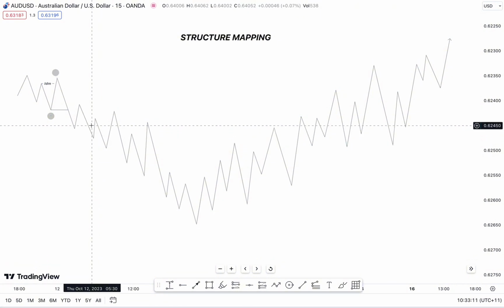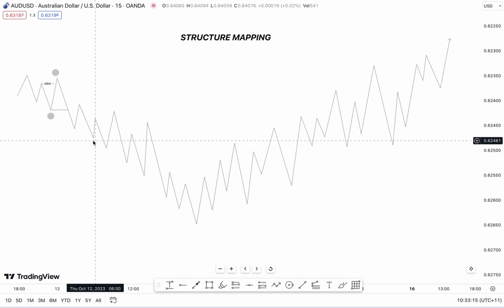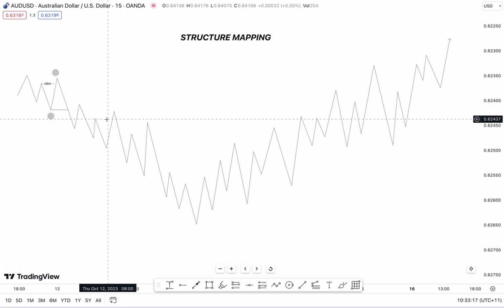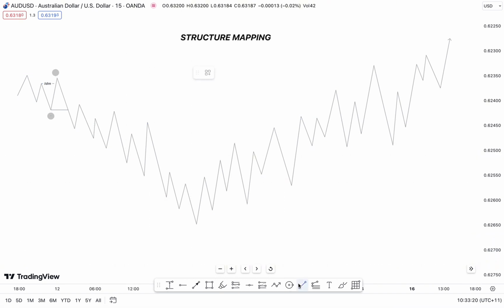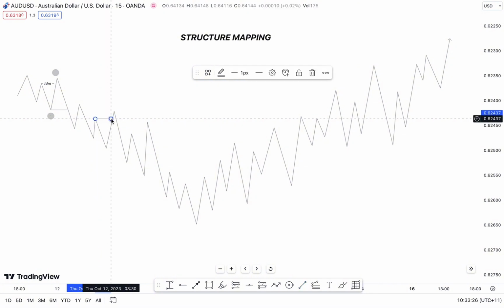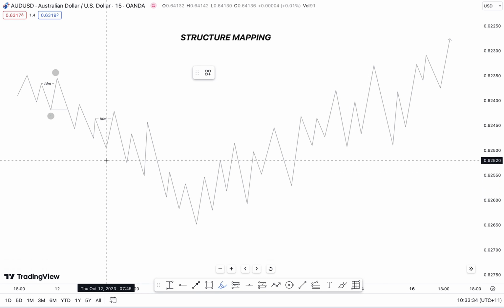we have this second one. So from this move now, where's the first pullback before the break of structure? We have this pullback here. So let's mark it out. This pullback is also known as IDM or inducement. Once we've taken out inducement, what's the next thing to do? Identify our lower low. Where's our lower low? Here.